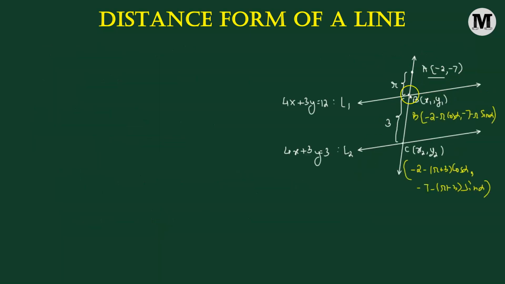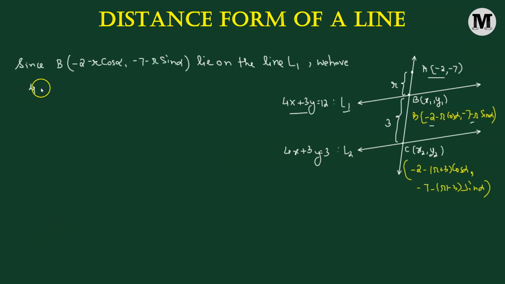So here B is going to lie on the line L1. That means the coordinates of B must satisfy the equation of this line. So we should get 4 times x, and in place of x we replace it with the x coordinate of point B: (-2 - r cosine of angle alpha), added to 3 times y. So what is y here? (-7 - r times sine of angle alpha). This is going to be equal to 12.